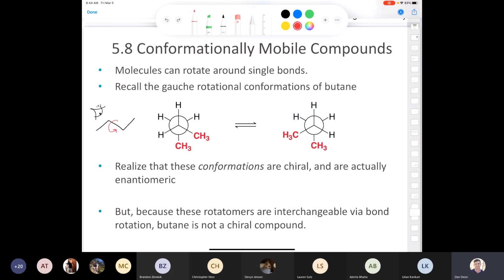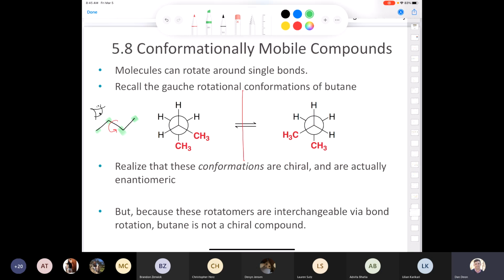But something that I never thought about when I was a student, until somebody shared it with me, is that these conformations are chiral. They're mirror images. Now, again, they are in equilibrium with each other, but if you just draw a mirror plane, you can clearly see that they're mirror images. So we call these rotamers. And because these rotamers are interchangeable by rotation around that sigma bond, it's not a chiral compound. Butane is obviously not a chiral compound. If you're like, come on, Mr. Dion, you taught me that a methyl isn't chiral and a methylene isn't chiral.